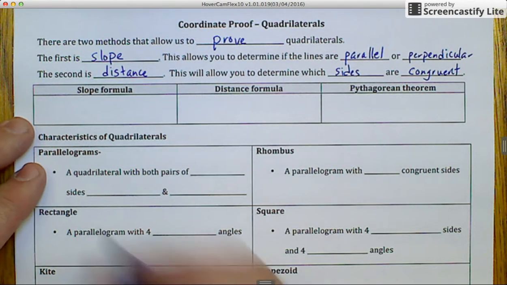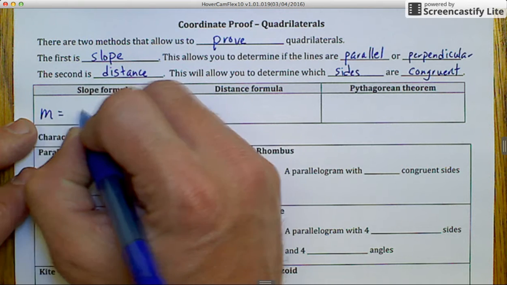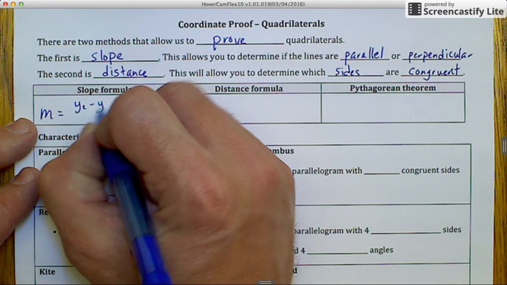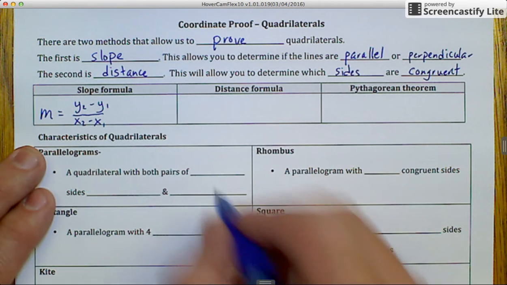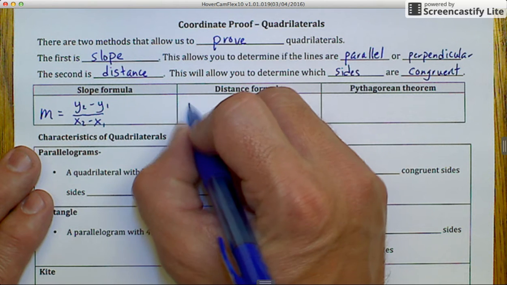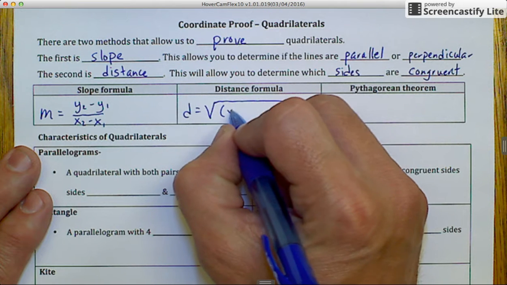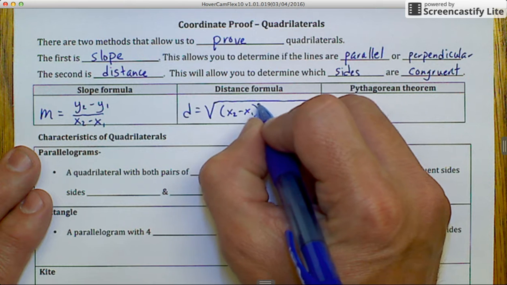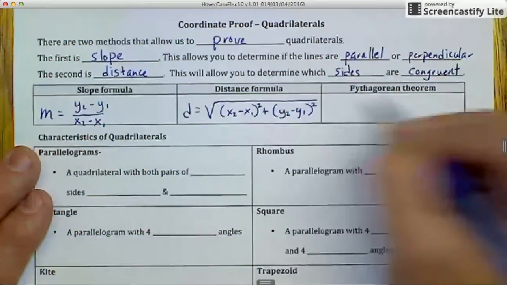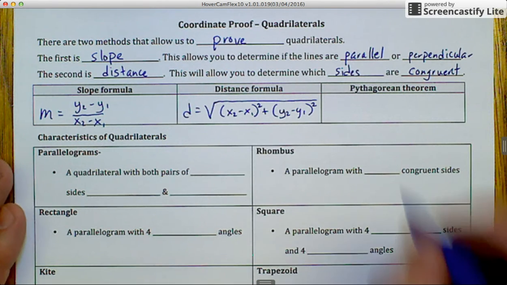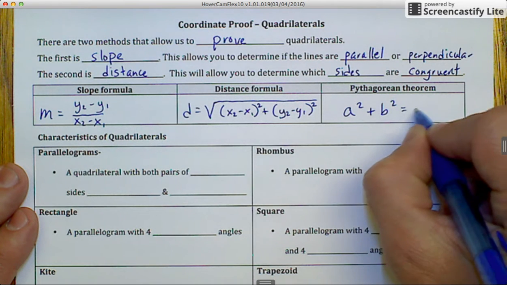And yesterday we used the slope formula to determine if lines are parallel or perpendicular. So m is equal to y2 minus y1 over x2 minus x1. We had our distance formula that allowed you to find the distance, which was d is equal to the square root of the quantity of x2 minus x1 squared plus the quantity of y2 minus y1 squared. And if you didn't want to use the distance formula, you could use the Pythagorean theorem, which is a squared plus b squared equals c squared.